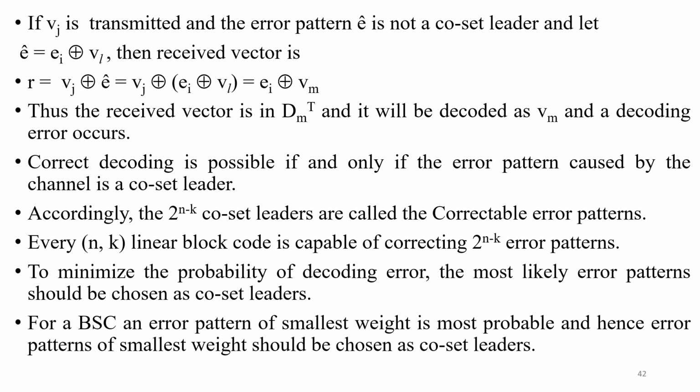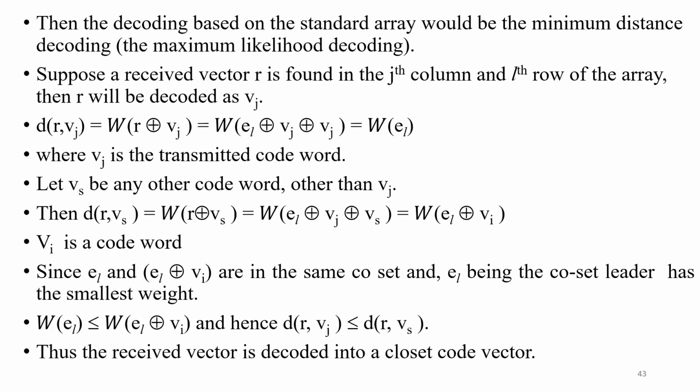Every (n,k) linear block code is capable of correcting 2^(n-k) error patterns. To minimize the probability of decoding error, the most likely error pattern should be chosen as a coset leader. For a binary symmetric channel, an error pattern of smallest weight is most probable, and hence error patterns of smallest weight should be chosen as coset leaders. Then the decoding based on the standard array would be minimum distance decoding or maximum likelihood decoding.